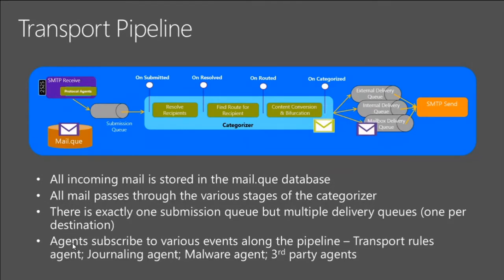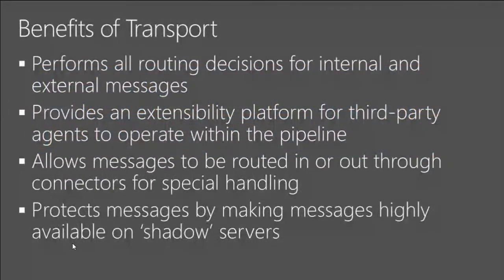one piece of mail is going via the mailbox delivery queue to be sent to the mailbox transport process to get delivered. And the other piece of mail is going through the external delivery queue, also to be sent out, in this case, to some external destination. So that's kind of the general outlay of what the transport pipeline looks like.